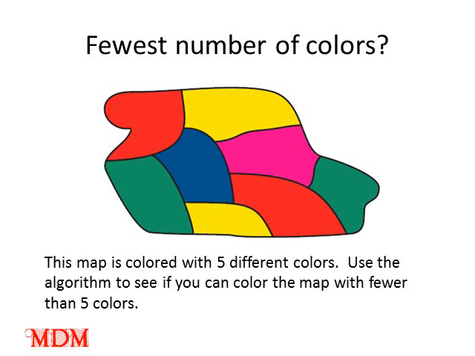In the last problem, you found the fewest number of colors needed to color the Africa map. Now think about the fewest number of colors needed to color any map. This map is colored with 5 different colors. Use the algorithm to see if you can color the map with fewer than 5 colors.